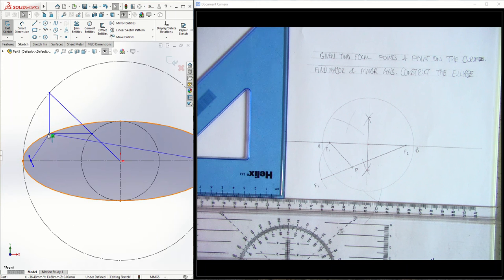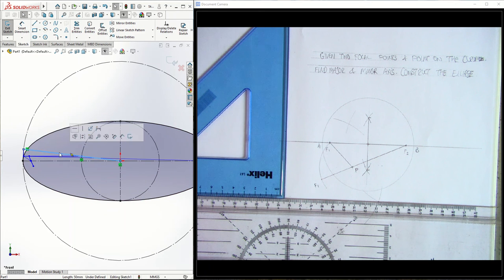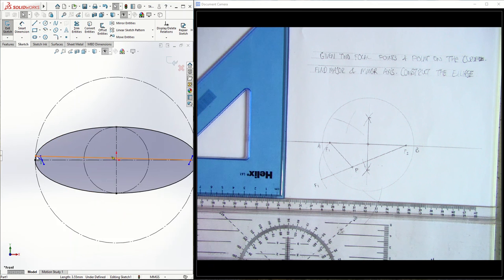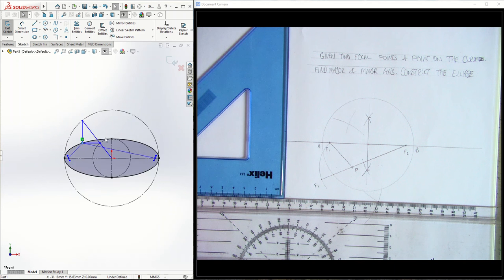When I bring it down, this line is going to lap over itself, so we see it's coming back around. I'll just delete this. We see that this length and this length here add up to the major axis. Bring it back around, and the same principle works. So no matter what point on the curve, the distance from the focal point to a point on the curve back to the other focal point is equal to my major axis.